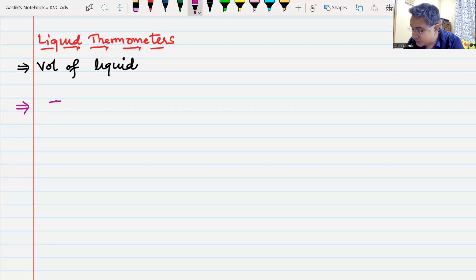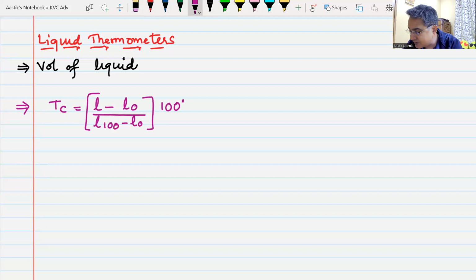So any temperature on the Celsius scale can be written like this. The length of the liquid column at that stage minus length at 0 degrees Celsius, divided by length at 100 degrees Celsius minus length at 0 degrees Celsius, multiplied by 100 degrees Celsius. Do we understand how I've written this formula?